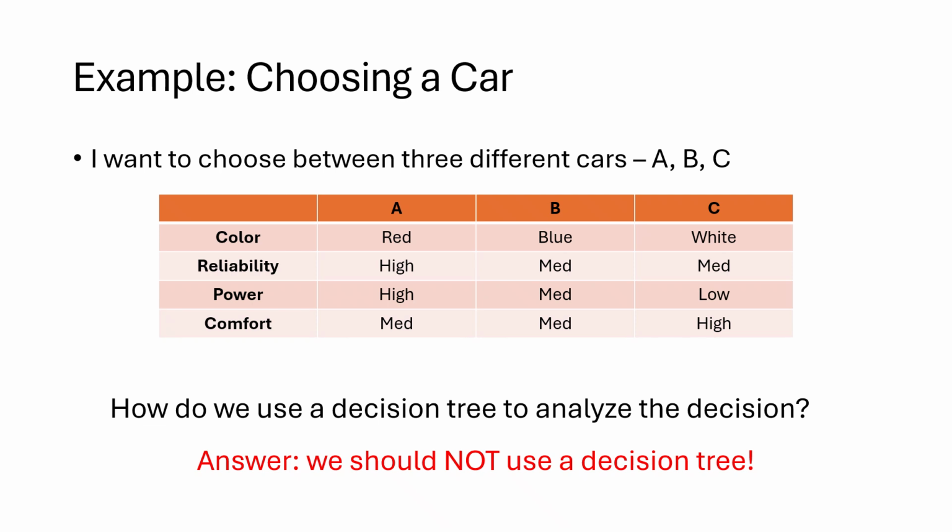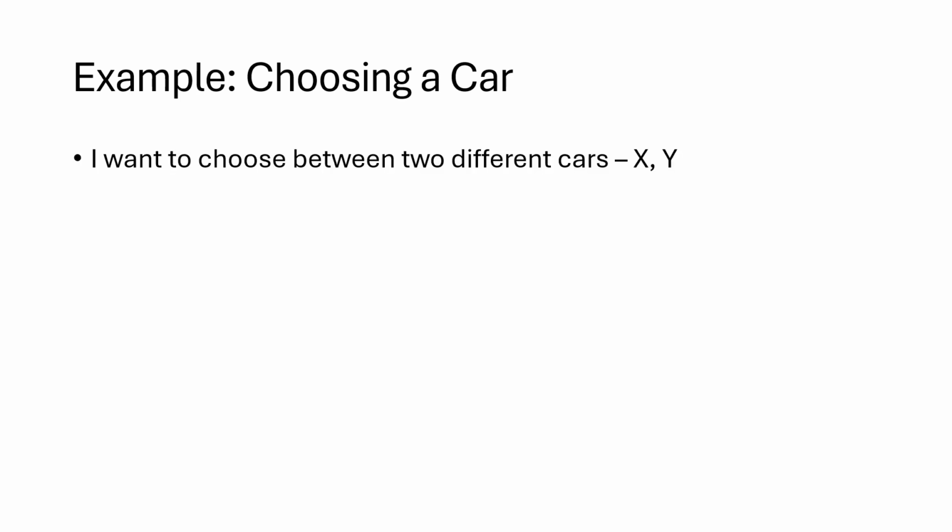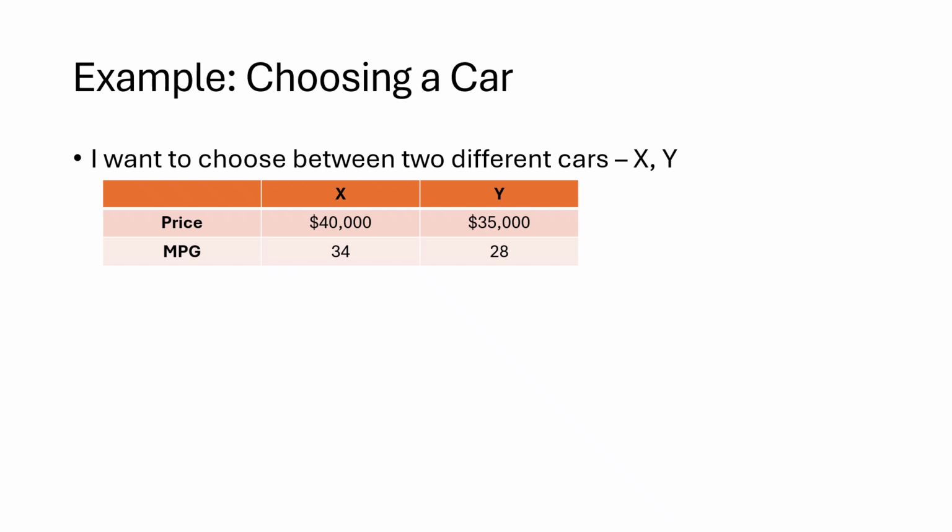So let me change the problem a little bit. Instead of just choosing a car, I'm going to narrow it down to just two cars to make the calculation a little bit easier. Let's say I have two cars, X and Y. X costs $40,000, and assume both of these are gasoline cars. The miles per gallon rating for X is 34 miles per gallon, and car Y costs less, $35,000.